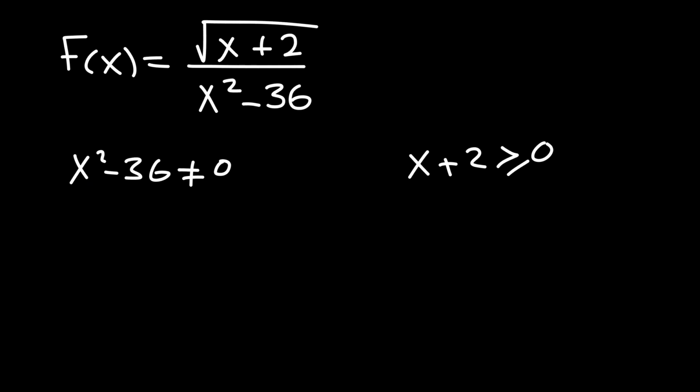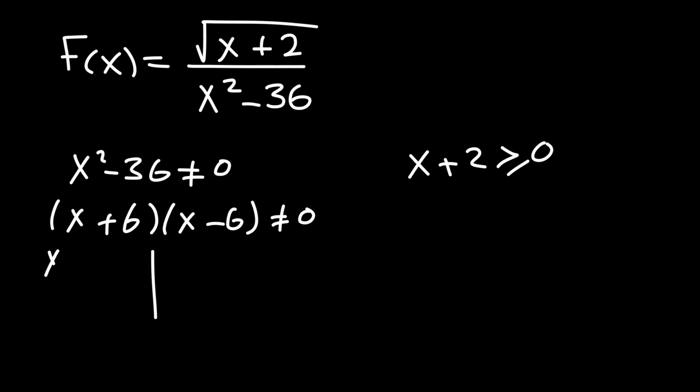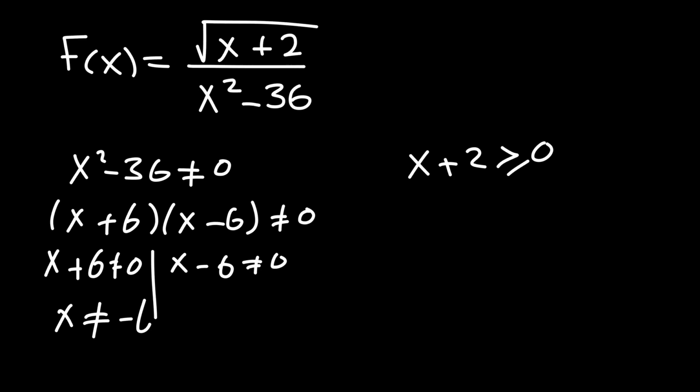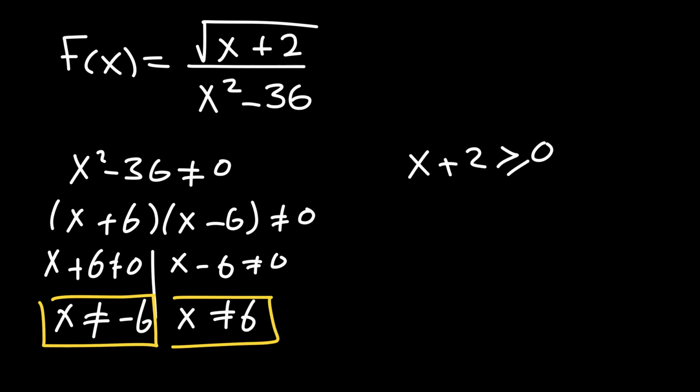Now let us solve these inequalities. So x squared minus 36, this is a difference between two squares. Using the formula, the factors will be x plus 6 and x minus 6, and this should not equal 0. Solving, x plus 6 should not equal 0, and x minus 6 should not equal 0. From here we can solve for x. So x should not equal negative 6 and x should not equal 6. Let us circle these two numbers because we need them for later.